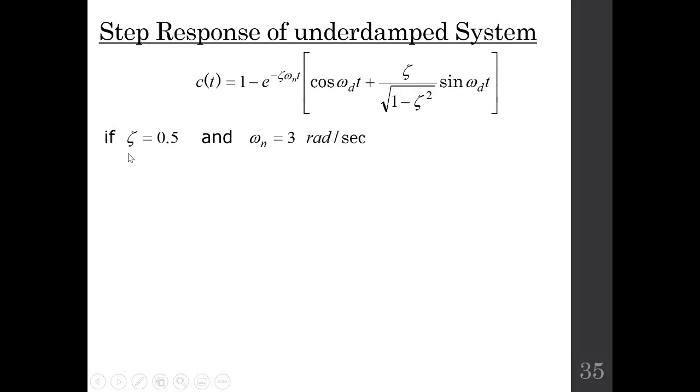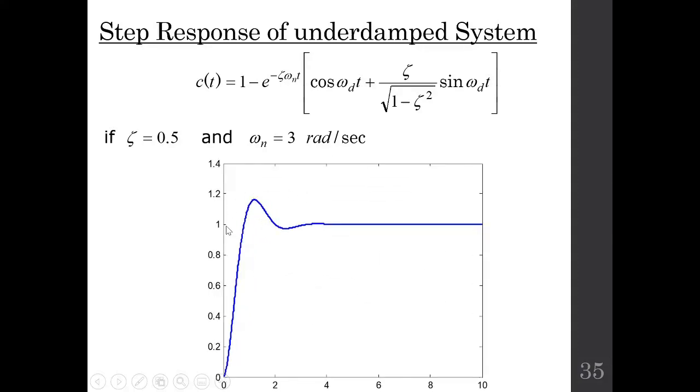In the next step, we have changed the value of zeta to 0.5, although we are using the same natural frequency of 3 radians per second. Now here you can see that the oscillations have been reduced and the step response is settling to the final value, which is 1. So if we further increase the value of zeta, then you will see that these oscillations will further reduce.